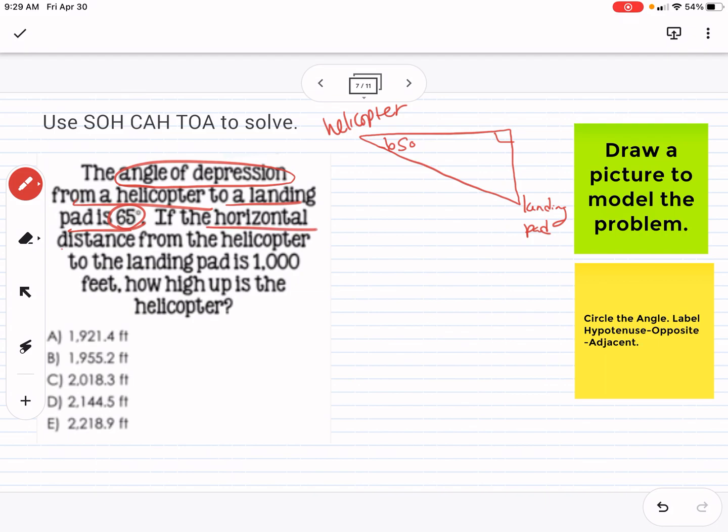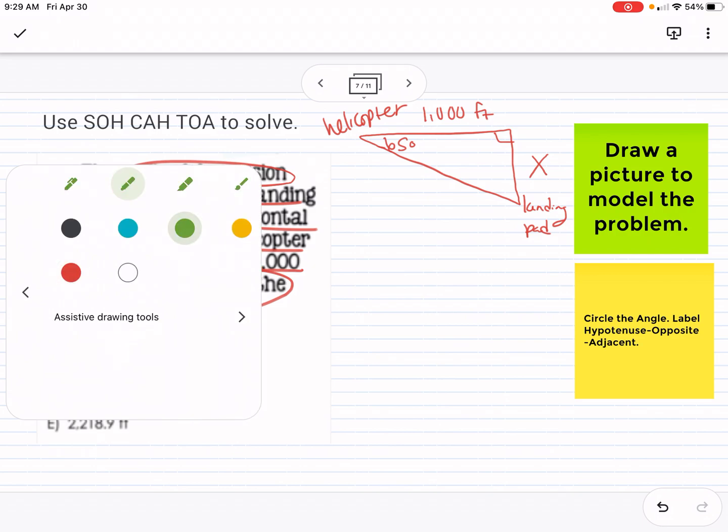Here it says the horizontal distance from the helicopter to the pad is 1,000. Horizontal means left to right. They want to know how high up is the helicopter. So that would be the height. Height goes up and down. Since we don't know it, I'm going to put an X on that side of the triangle.